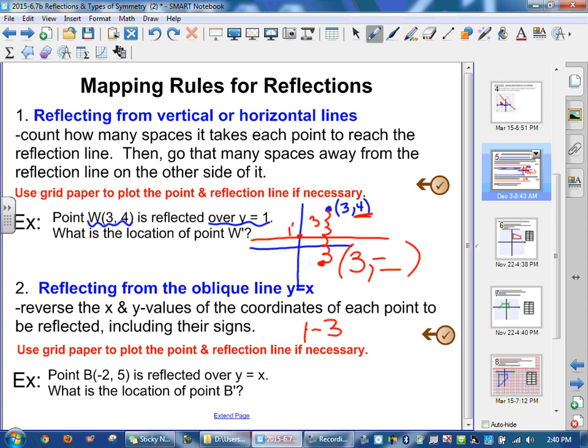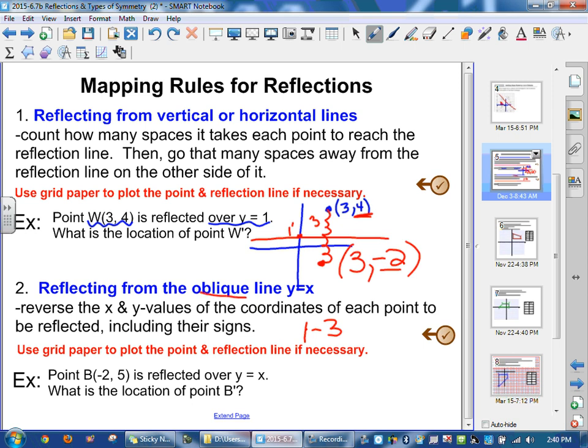Now, if you don't understand that concept, you can get a grid paper from the back of the room, and draw it actually out. And if you need to, draw the reflection line and use the parchment paper and flip it over. If that helps you, by all means, use that strategy. Okay? But you need to know how to just count some of the numbers. Now what if it says we're going to reflect over the oblique line? What does that word oblique mean again?